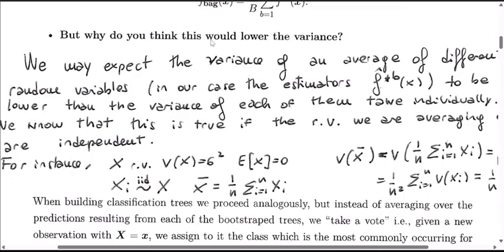Why do we think this lowers the variance? In statistics, the average has huge power over the individual. I'm going to say that again. In the statistical framework, the average has huge power over the individual. That is why I said we may expect the variance of an average of different random variables to be lower than the variance of each of them individually.